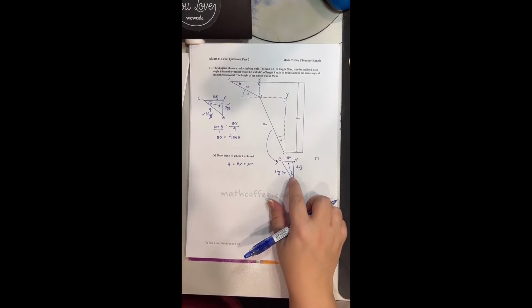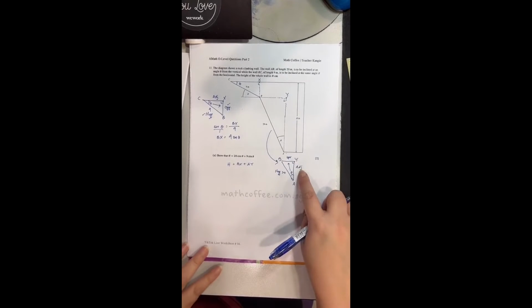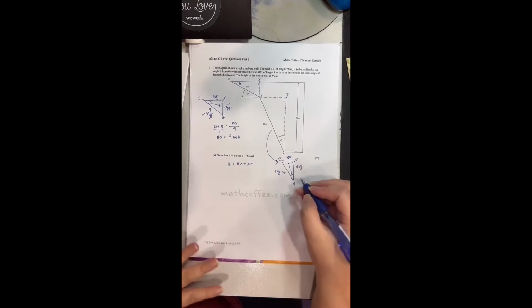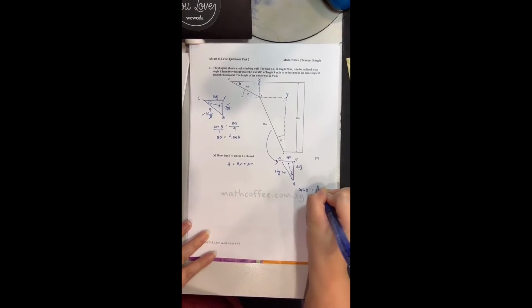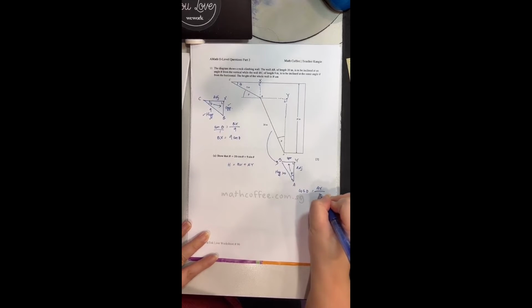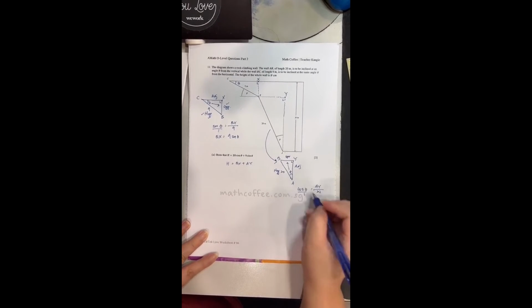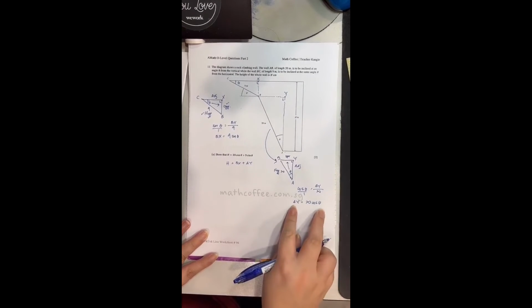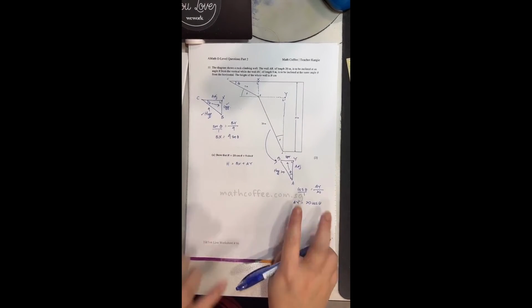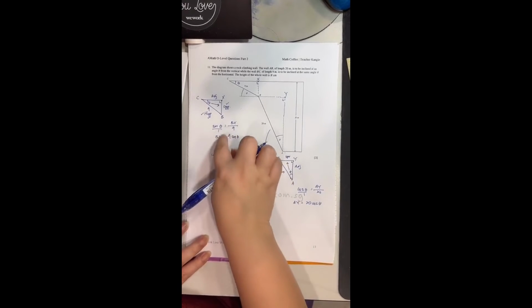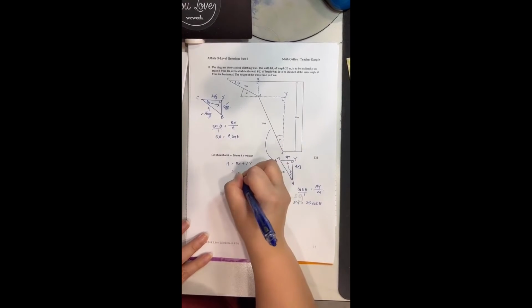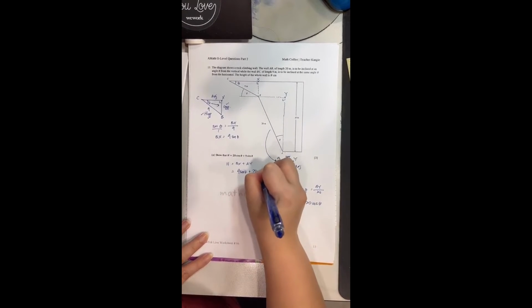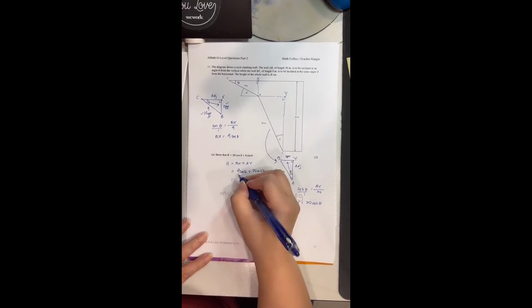So I want AY. AY is adjacent. I'm given hypotenuse, so it's cosine. So we will have cosine theta is equal to AY over 20. Cross multiply, so my AY is equal to 20 cosine theta. So you see, I'm done. Therefore, following my BX that I wrote here, it will be 9 sine theta plus 20 cosine theta. If you want to rewrite it to follow exactly, you also can.